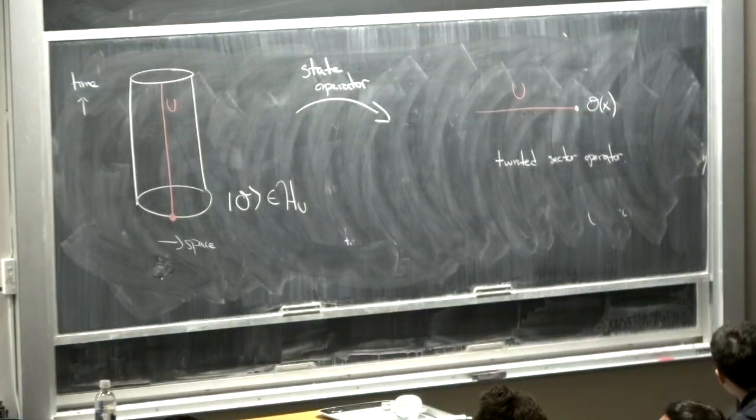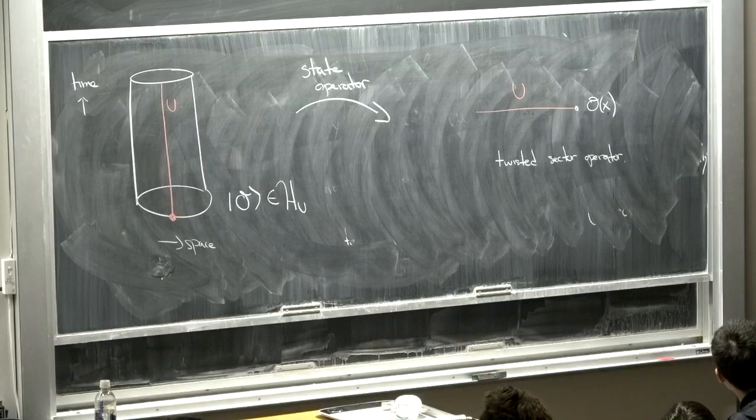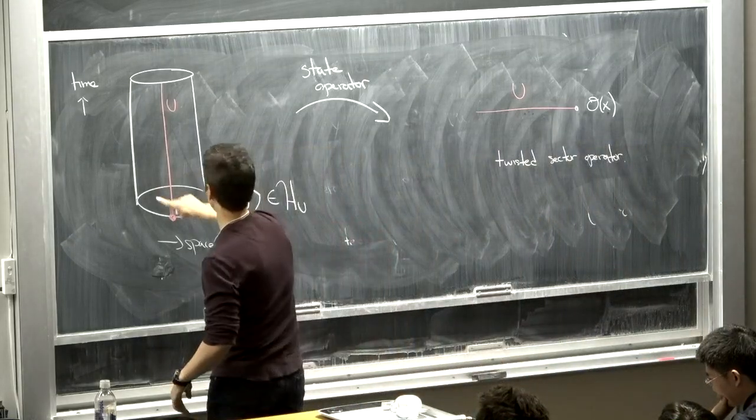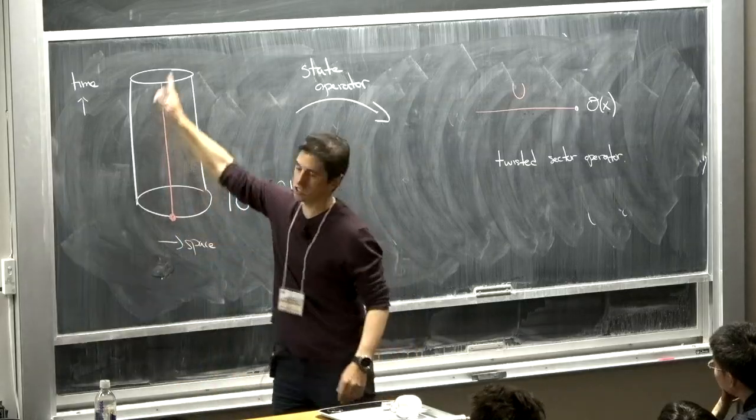Yes? Does everything in this picture live in the boundary of the cylinder? Nothing is inside the cylinder. We're in 1 plus 1 space-time dimensions. So space is this circle marked by this one point, and time is just this line.